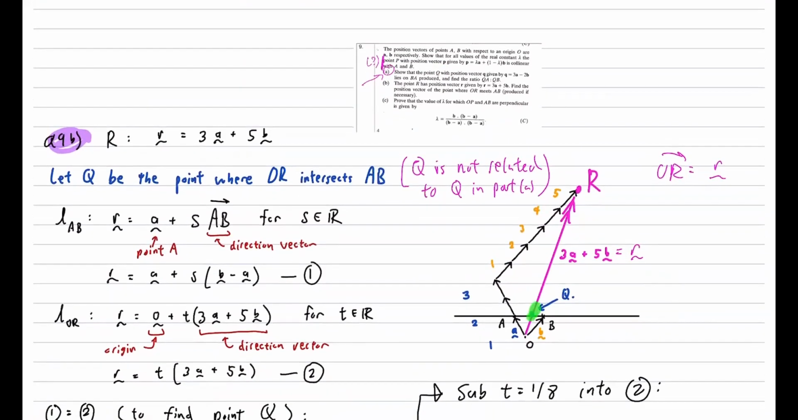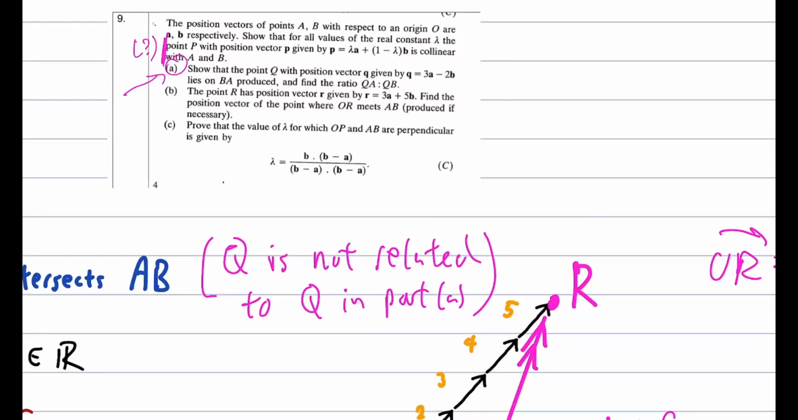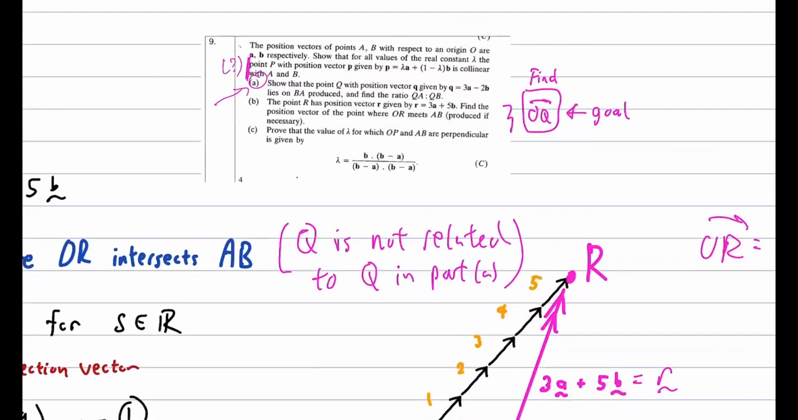Okay, so now you've got a point Q here. What do they want you to find? Find the position vector of OQ. So in other words, this is just asking you to find OQ. That's our goal. All right, so how do we do that?